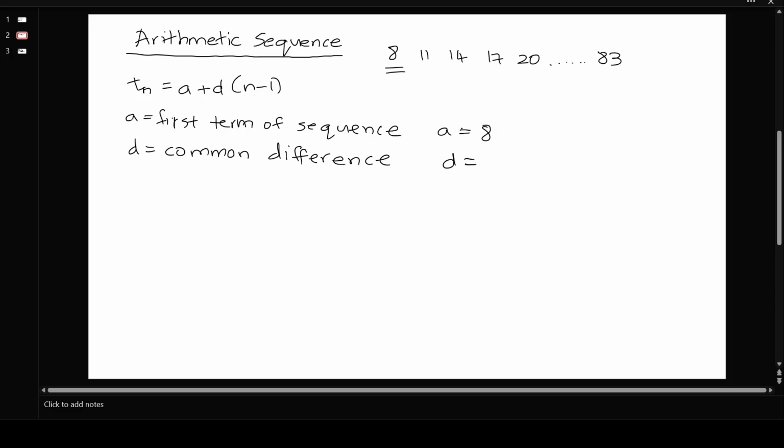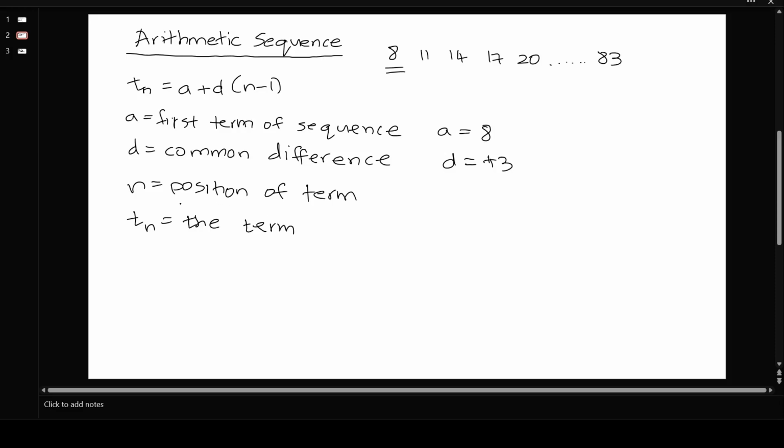And d in this question is the 3, because you're adding 3 every time to get the next term. n is the position of a term, and Tn is the actual term.